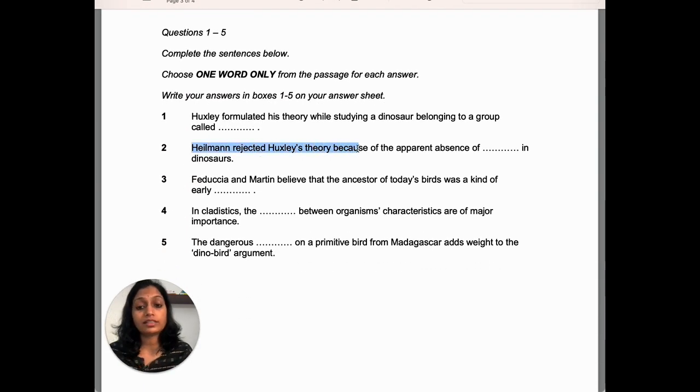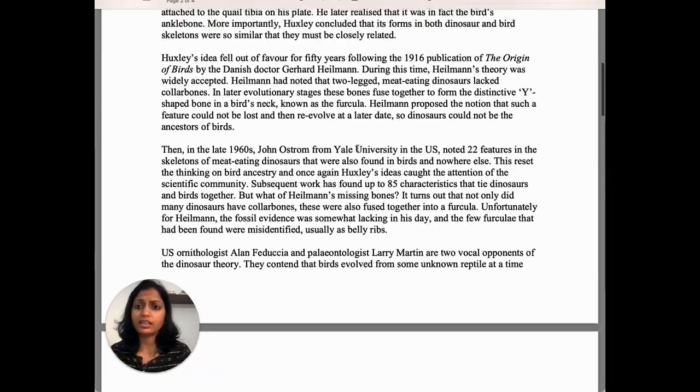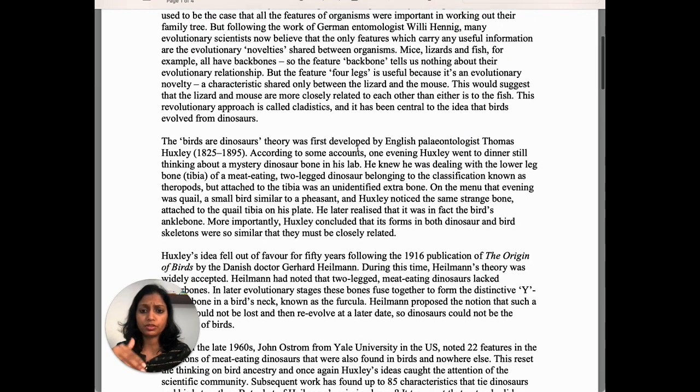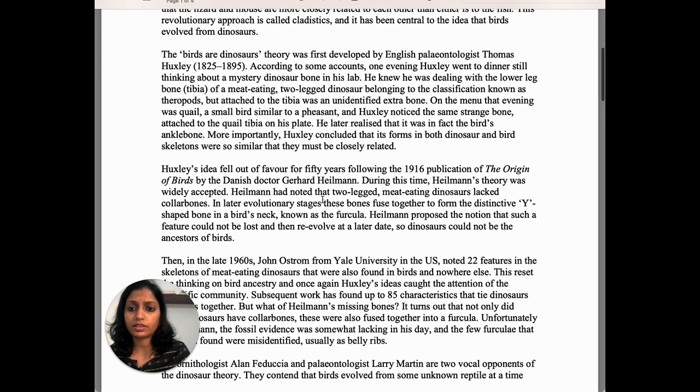Heilman rejected Huxley's theory because of the apparent absence of dash in dinosaurs. Keywords: Heilman, Huxley, rejected, absence. Right, these are our keywords, and then we're going to head to the next few sentences where this answer can lie. Here you go. During this time, Heilman's theory was widely accepted. Heilman had noted that two-legged meat-eating dinosaurs lacked collarbones. So this is how skimming exactly helps. You locate answers faster, and common sense tells me that it's a noun.